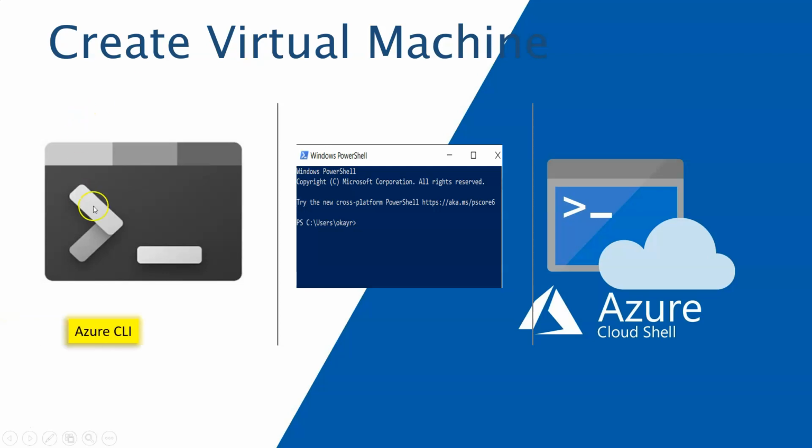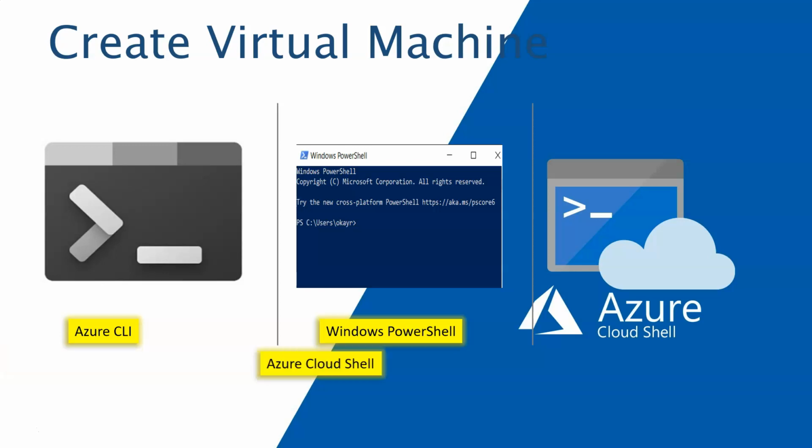One is you can make use of Azure CLI. Azure CLI is a command based tool where you need to type all the required commands to create a virtual machine in Azure Cloud. Similarly, we can make use of Windows PowerShell, which is an inbuilt utility in Windows OS. So it comes by default. You don't have to install PowerShell. And again, here also you can just type the required commands to create a VM. But Windows PowerShell commands are slightly different from Azure CLI commands.